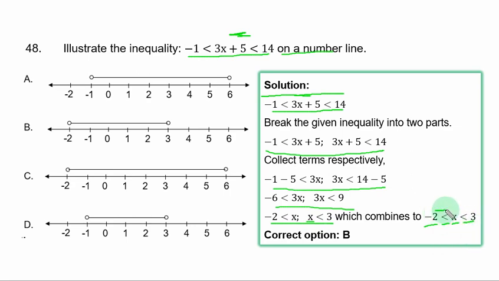The symbol you have is strict symbol of inequality, and in number line you use open dots to indicate strict symbol of inequality. Going by that, option B is the correct option. Although all the options use open dots, for the given range -3 to +2, option B is the correct option.